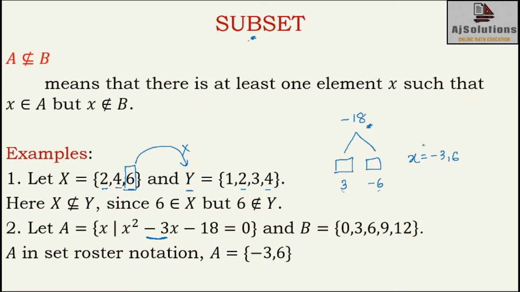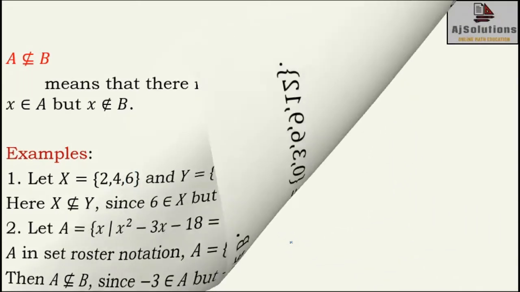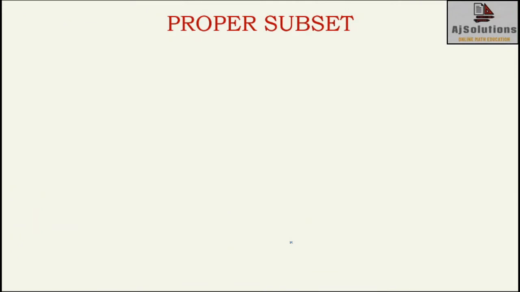And after that we can see we have an element in A which is not in B. We have a member in A which is not in B. That is why A is not a subset of B. So I hope the concept of subset and not subset is clear to you all. So let's talk about proper subsets.